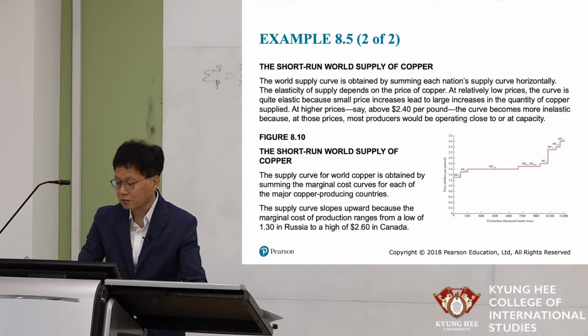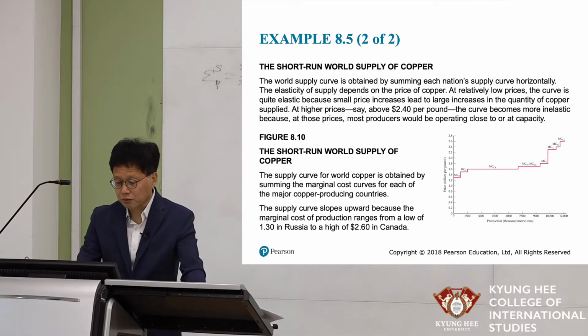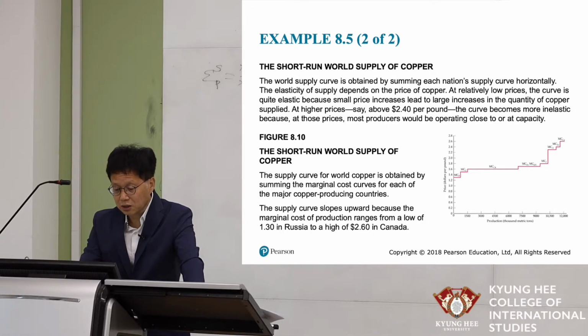At higher prices, for example above $2.40 per pound, the curve becomes more inelastic, because at those prices most producers would be operating close to or at capacity. The supply curve for copper is obtained by summing the marginal cost curve for each of the major copper producing countries. The supply curve slopes upward because the marginal cost of production ranges from a low of $1.30 in Russia to a high of $2.06 in Canada, right? That is Canada's marginal cost curve, isn't it?